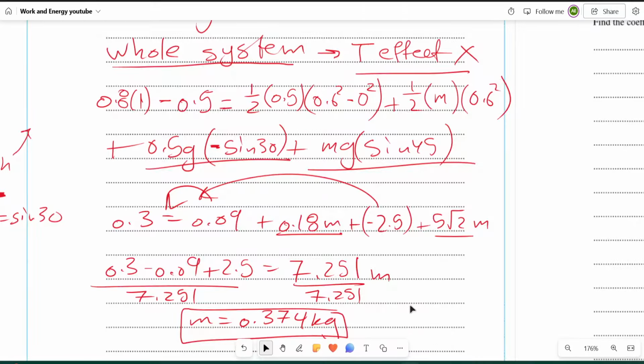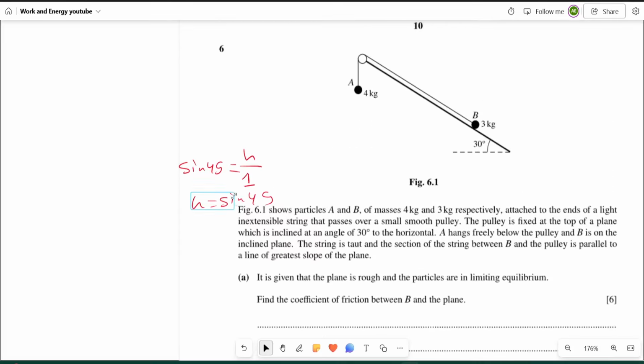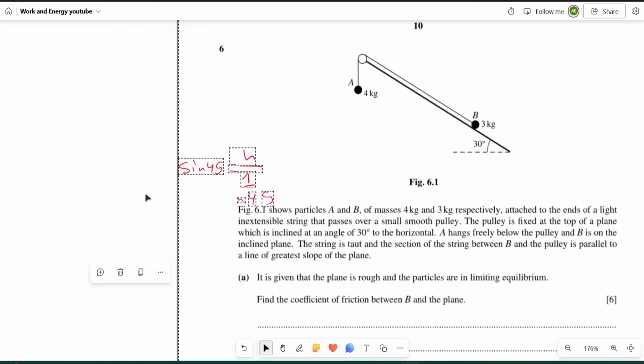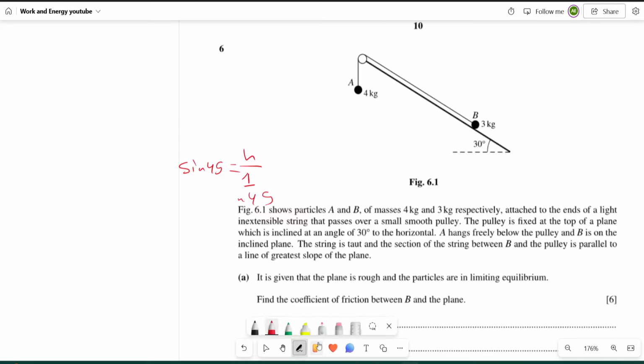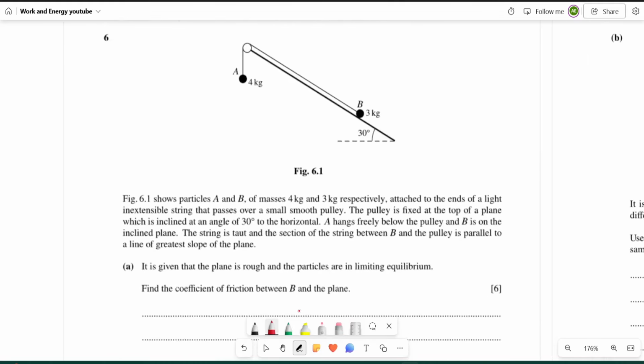All right, let's continue to solve the next question, which is the hardest of all of them. So let's erase this a little bit and start reading the question. This question says we have two particles A and B of masses 4 and 3 kilograms attached to the ends of a light inextensible string. Again, light means tensions on both sides are the same. Inextensible means accelerations, velocity, and displacements on both sides are the same.